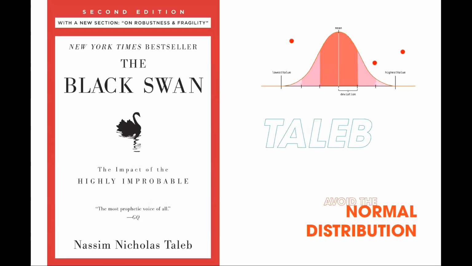The first one is this book, right? It's talking about the impact of the highly improbable. And this is one person who told us COVID would happen, right? He made these predictions, and he talks about all these unexpected events that tremendously change our lives. And this is now happening.